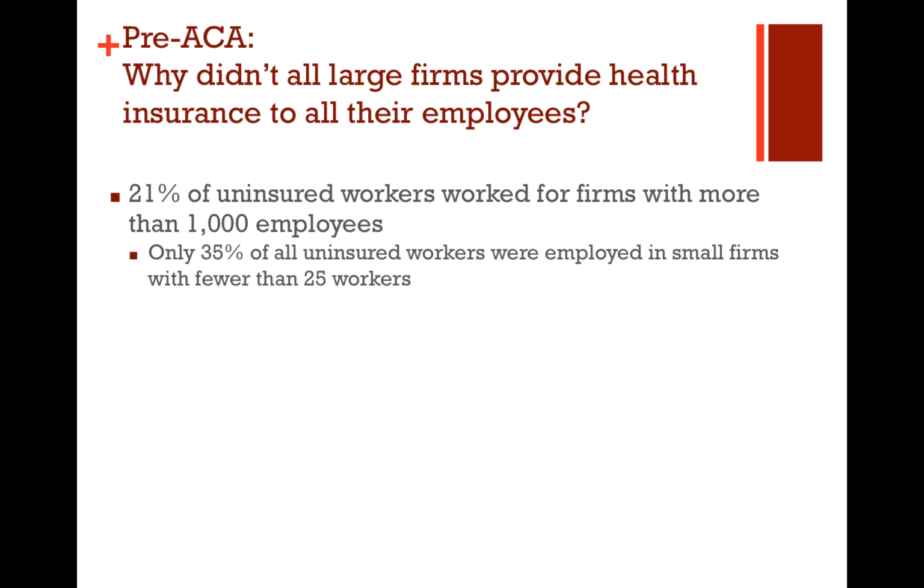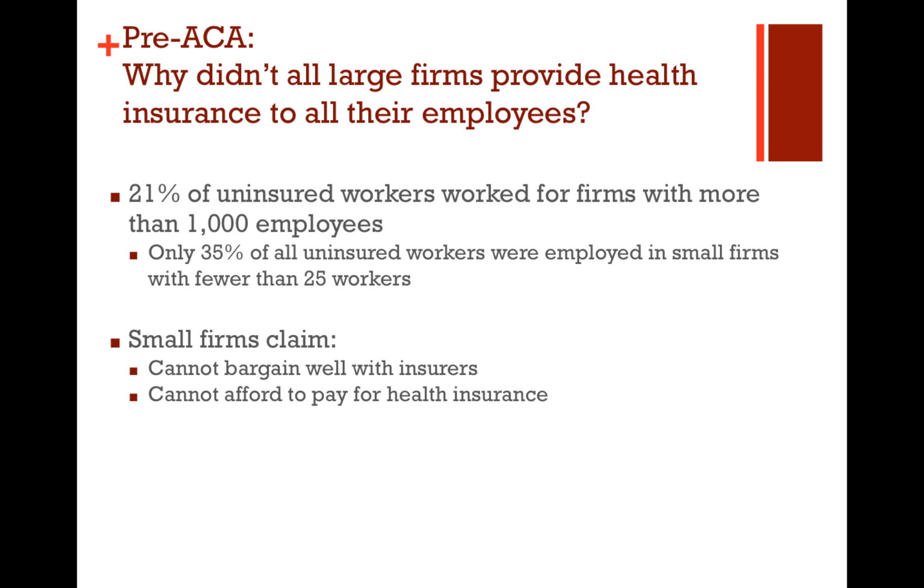Prior to the Affordable Care Act, not all large firms provided health insurance to their employees. Almost a quarter of uninsured workers worked for firms that were these large companies, over 1,000 employees. Only 35% of uninsured workers worked at these small mom and pop firms, right? So they always talk about the small companies that can't afford insurance. Very few uninsured workers worked there.